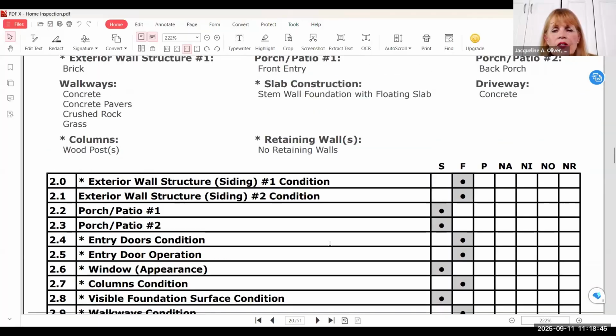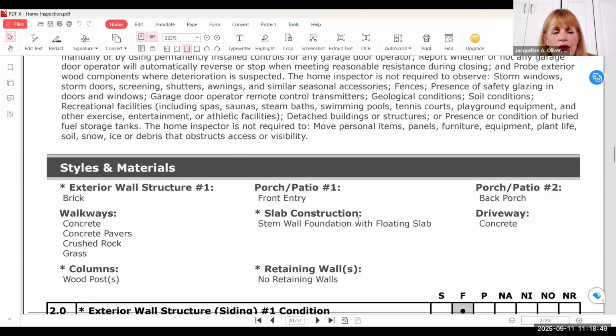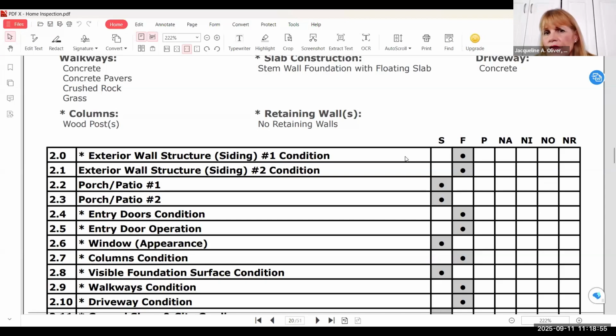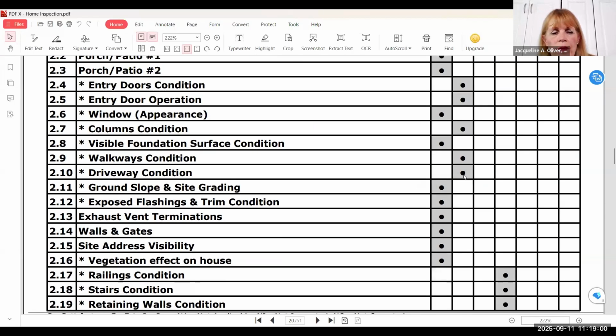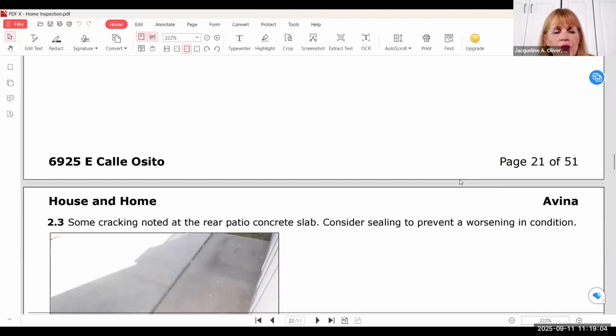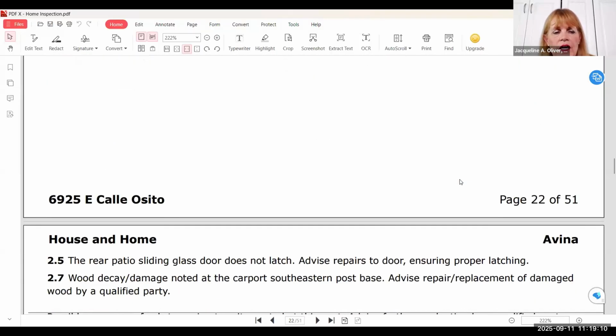And again, here's a grid about the exterior. Okay, and so you can see all the different quality or condition: satisfactory, fair, poor. Okay, and we've already looked at that picture and this one. That's a crack in the slab that's holding the shed.